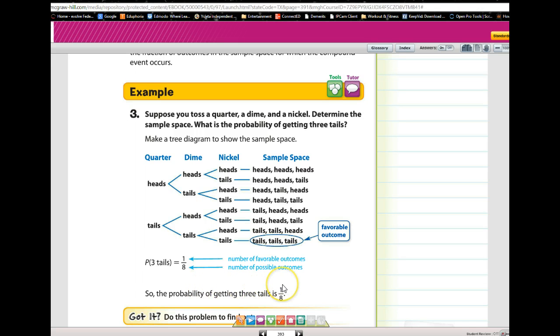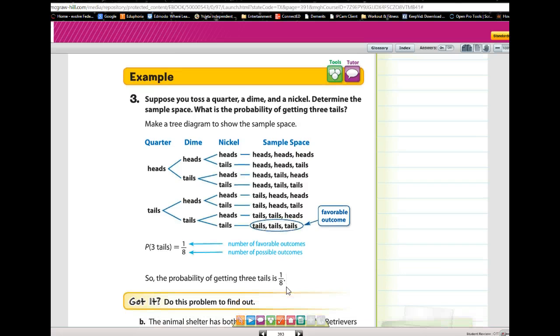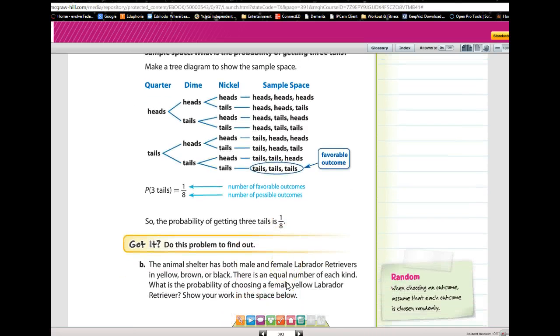That would mean, theoretically, if we were to do an experiment and flip all 3 coins 8 times, we would expect to get 3 tails at least 1 time. Although that's the theoretical, in the actual experiment, that may or may not happen, as we all know. So now let's look at letter B.